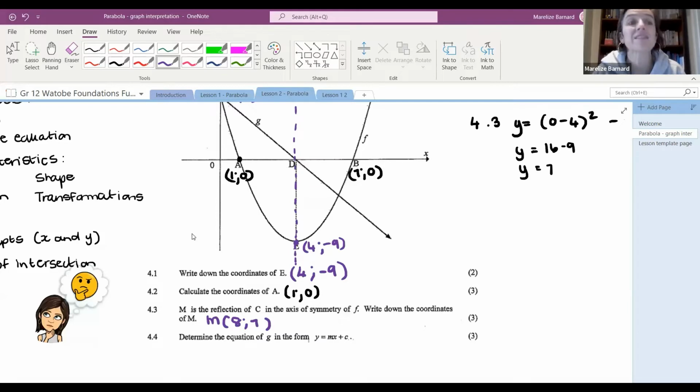But I agree, you can substitute, make y equal to 7, and then solve for x. You could have done it that way as well. The quickest way was to do it with the axis of symmetry.